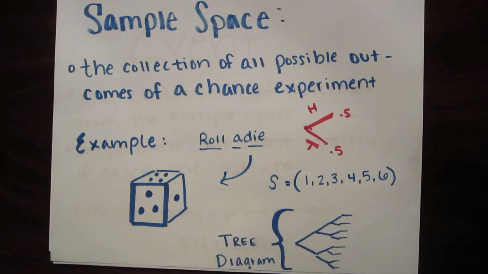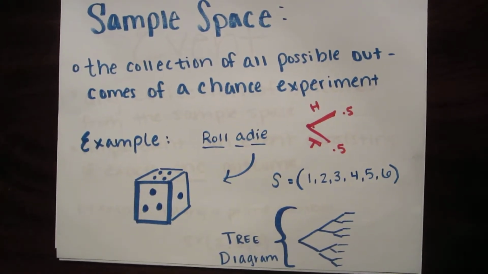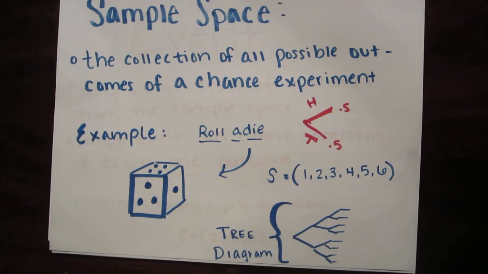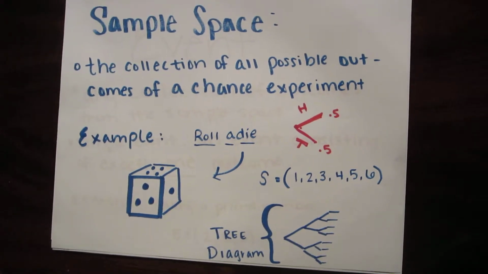So for example, rolling a dice. There's 6 sides to a dice, and when you roll one, it's bound to land on one of those 6 sides. So the sample space would be 1, 2, 3, 4, 5, and 6 because there's 6 possible outcomes.